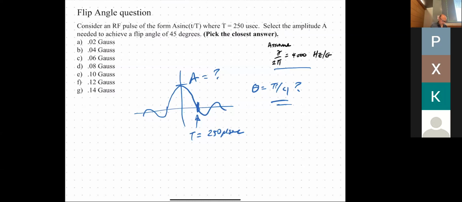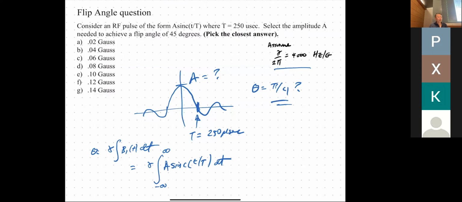Remember, theta is just equal to the integral of gamma times B1(t) dt, right? So that means we want to take the integral of gamma times A sinc(t/T) dt. In this case, we'll assume minus infinity to infinity.